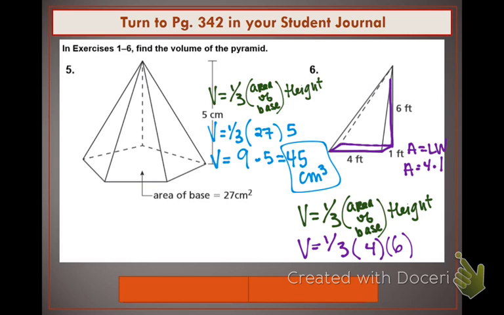Remember, this is going straight up, so there is no need for a right angle. Okay? 24 divided by... You do not have to yell at the answer, thank you. 1/3 of 24. What's 24 divided by 3? 8. And then remember your units, feet cubed.